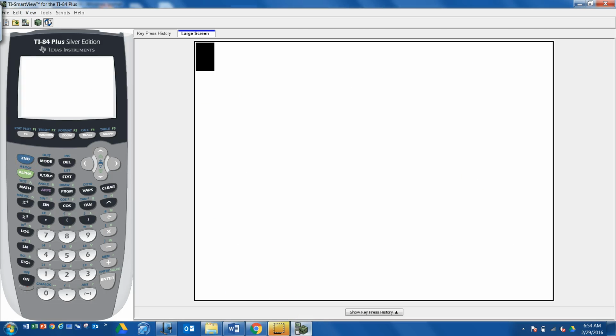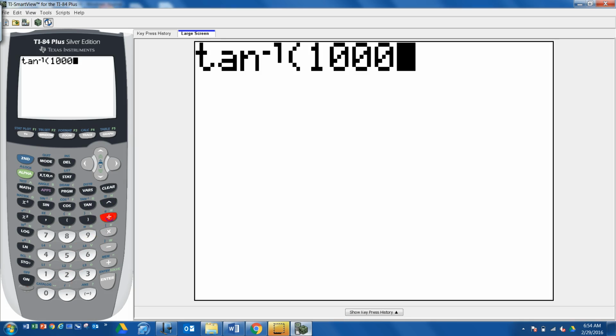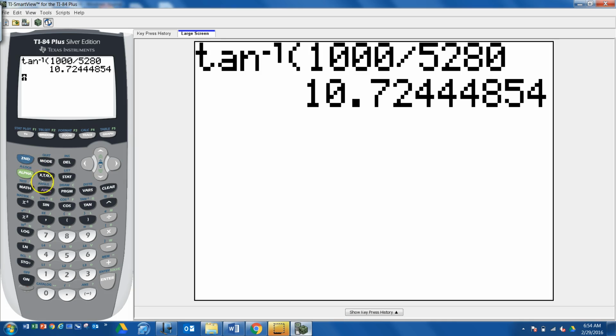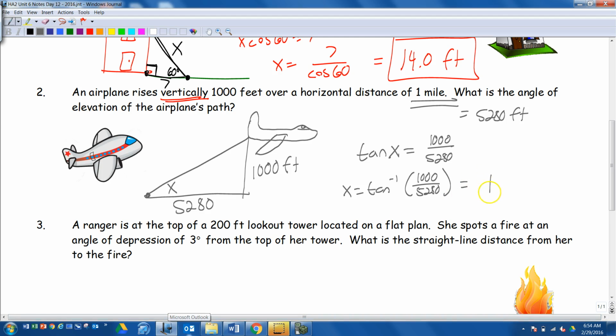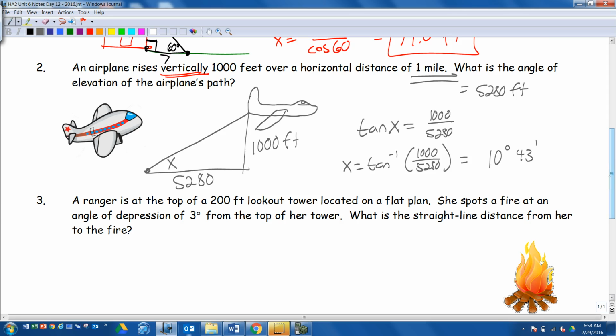Again, you type that in. Second tangent of 1,000 divided by 5280. And you get that, but we want DMS, so we do this. So it's 10 degrees, 43 minutes. So the angle of elevation is 10 degrees, 43 minutes, which makes sense because when you take off, you don't want that big of an angle. Well, this might not be takeoff. This could be in the middle of the flight.